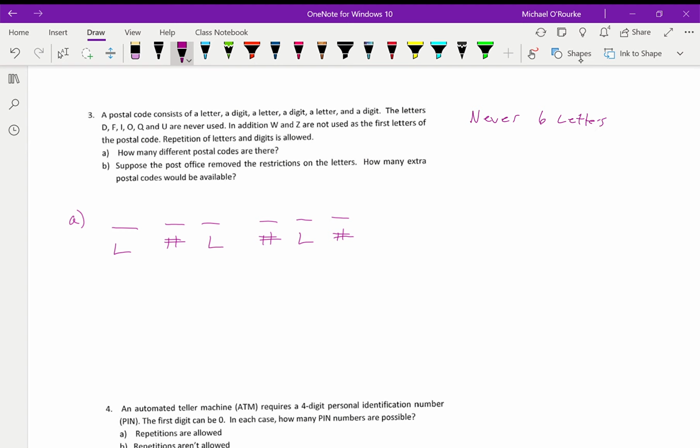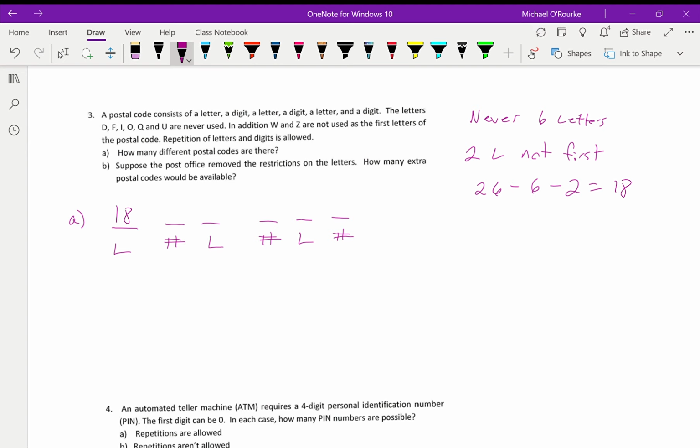Okay. And W and Z, two letters, are not first. And postal code repetitions are allowed. Okay. So for the first option here, we have 26 letters in the alphabet. We have to minus off the six letters that are not used and minus off the two that are not used first, which leaves us 18 options for letters to start.